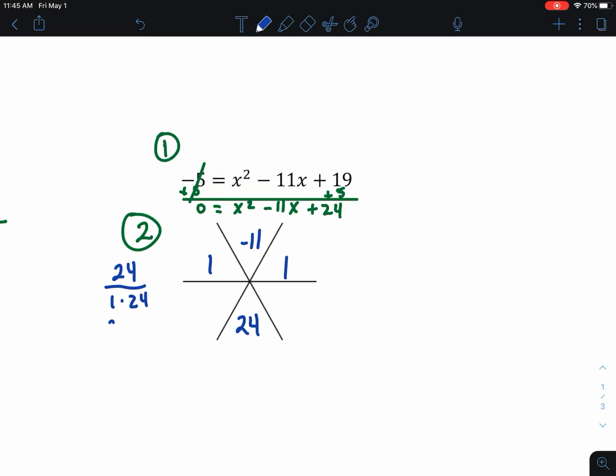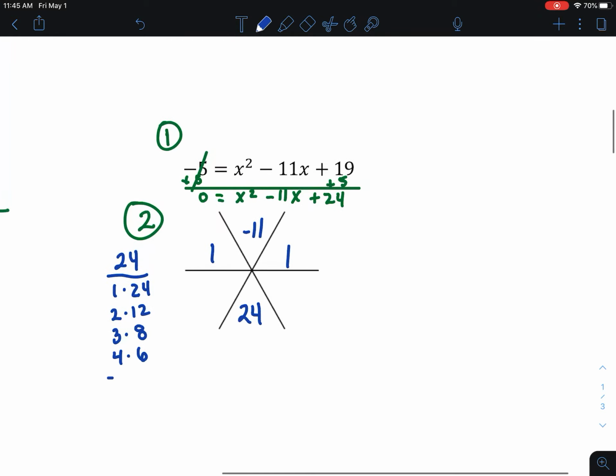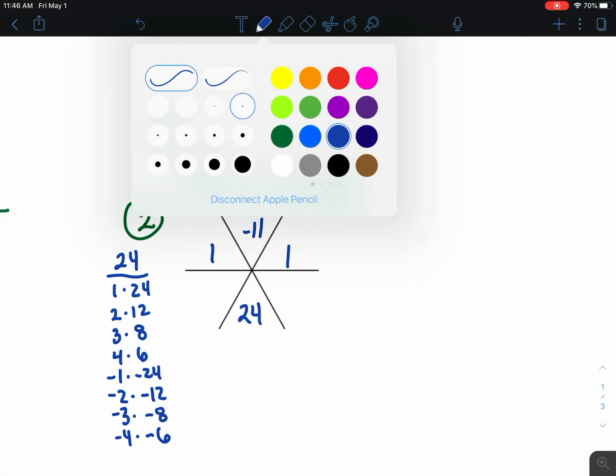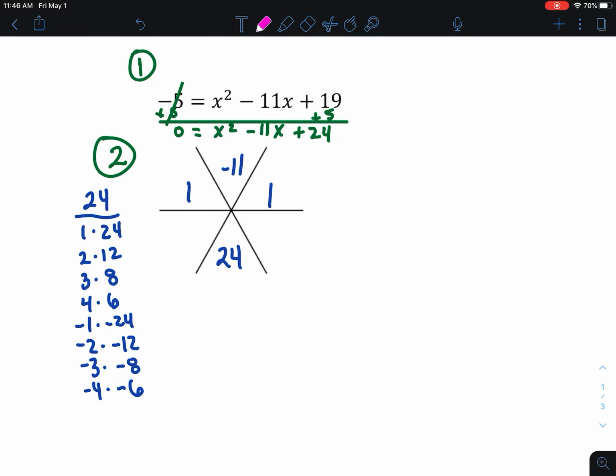All the numbers that multiply to 24 are 1 times 24, 2 times 12, 3 times 8, and 4 times 6. And think of the opposite, so two negatives can also multiply to positive, so also negative 1 times negative 24, negative 2 times negative 12, negative 3 times negative 8, and negative 4 times negative 6. Some of you are really good at this and don't even need to write them down. You automatically know the answers. Sometimes I get lucky with that, but sometimes I have to write them out.